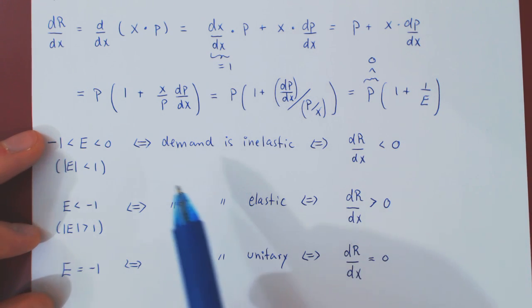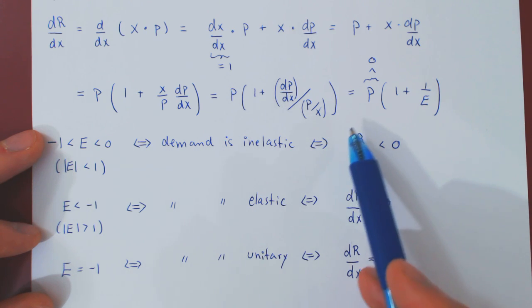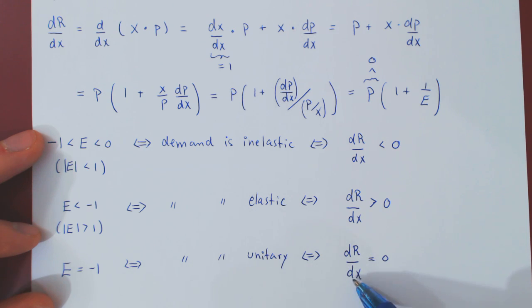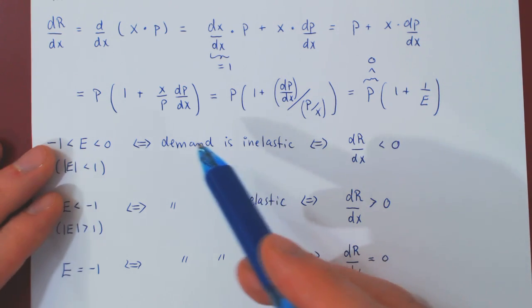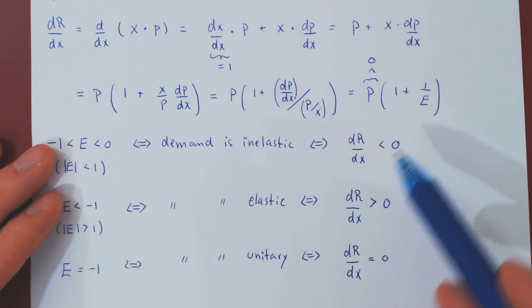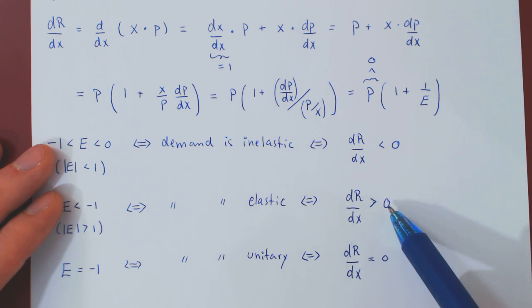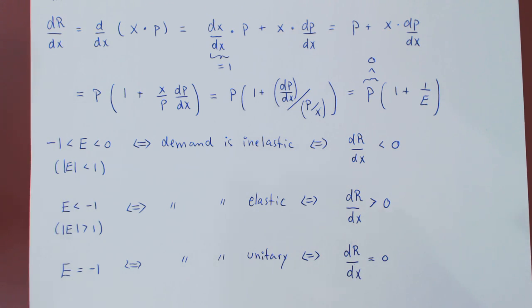So there are two ways to look at this. If we look at the marginal revenue function, then the demand is inelastic if the marginal revenue is negative, elastic if the marginal revenue is positive, and unitary if the marginal revenue is equal to 0. If you think about the revenue function, then the demand is inelastic if the revenue function is decreasing, as it has a negative derivative. The demand is elastic if the revenue function is increasing, as it has a positive derivative. And the demand is unitary if the revenue function is flat at this point, as the derivative is equal to 0. And that's it.